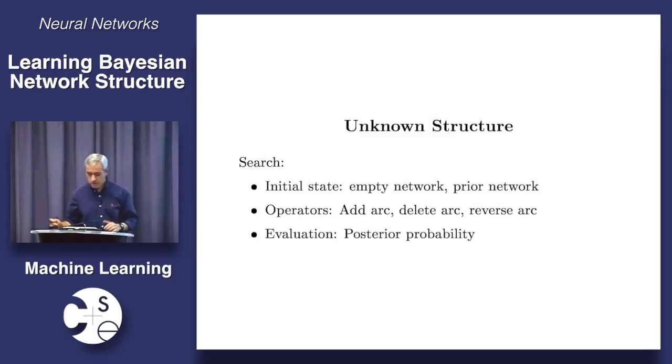So here's what we can do when we have a known structure. We have a search process. My initial state can be my empty network if I don't know anything about the domain or I just don't want to bother. Or it can be a prior network, which is the network that the experts design a priori. And then I have operators like adding, deleting, and reversing arcs. And then my evaluation function should be the posterior probability, not just the likelihood. And again, this posterior probability is going to have a prior probability that's going to penalize you for diverging from the initial network, whether it's a network that you've designed or the empty network.